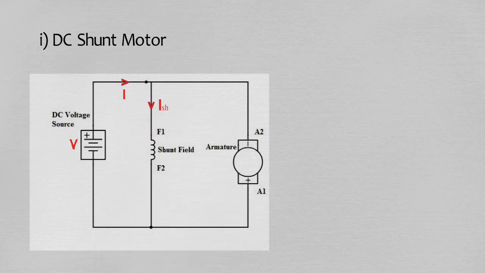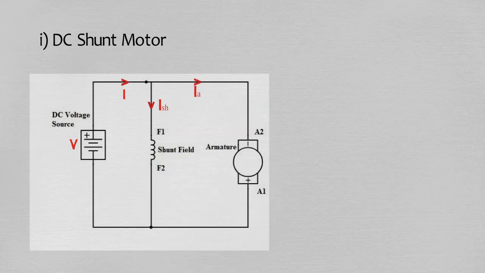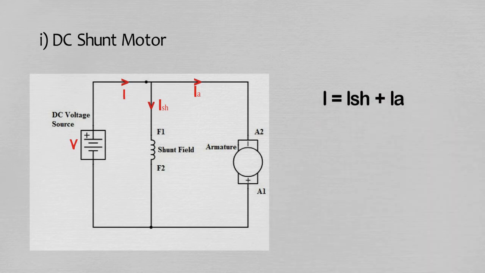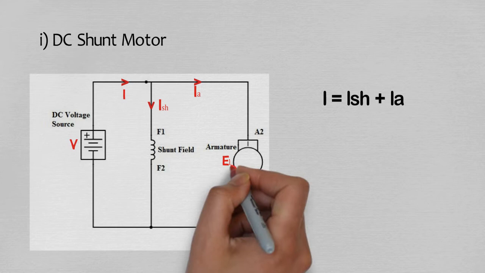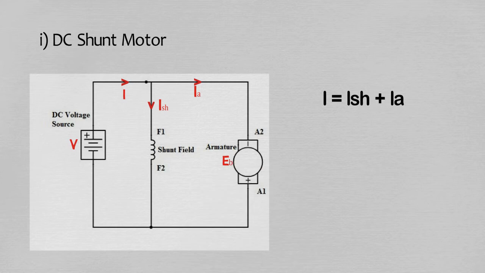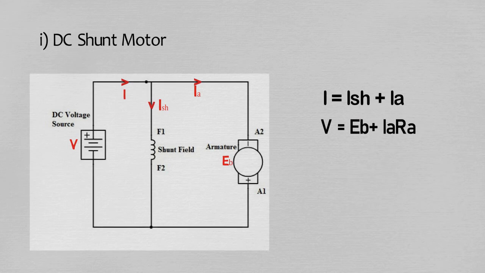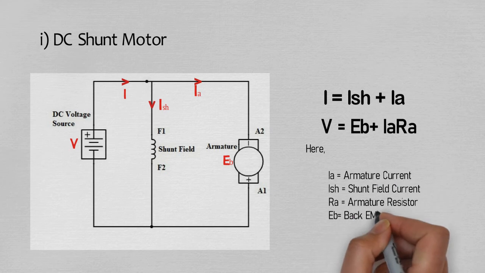First is shunt current denoted by ISH and second is armature current denoted by IA. So, source current will be the summation of shunt current and armature current. At the same time, EB back EMF will be produced in the armature. So, supply voltage equals back EMF plus voltage drop in armature resistor.